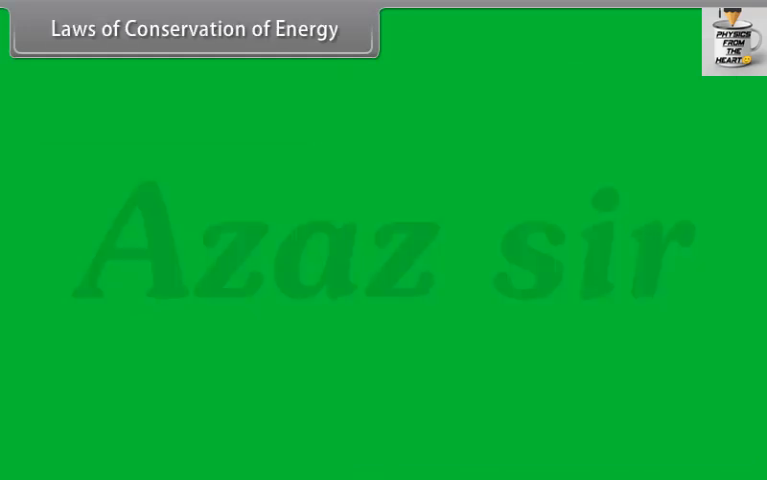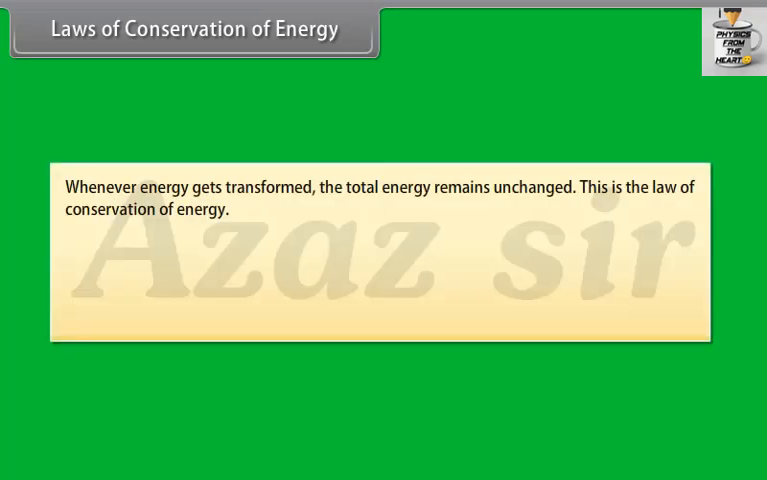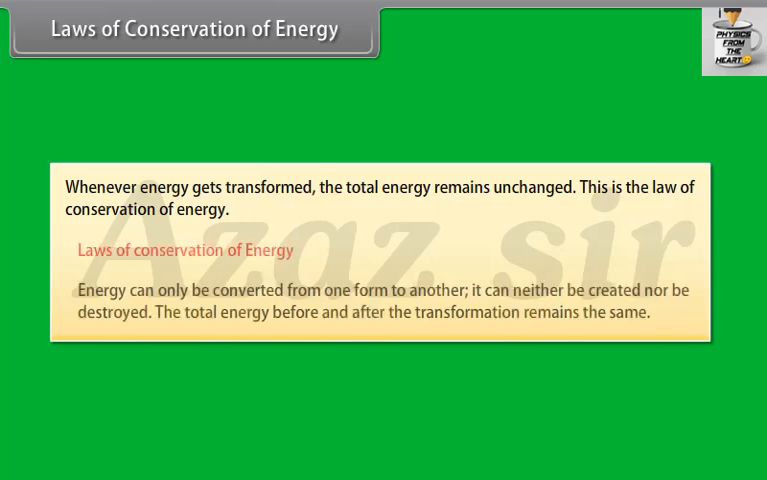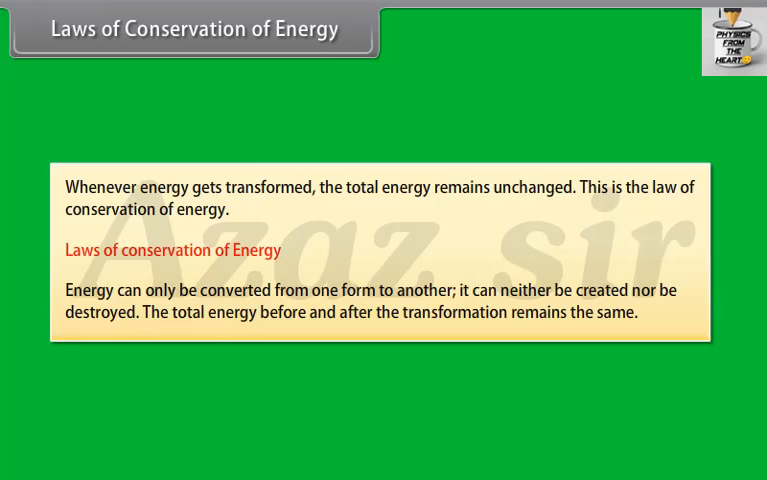Laws of conservation of energy. We now know that the form of energy can be changed from one form to another. Whenever energy gets transformed, the total energy remains unchanged. This is the law of conservation of energy. According to this law, energy can only be converted from one form to another. It can neither be created nor be destroyed. The total energy before and after the transformation remains the same.